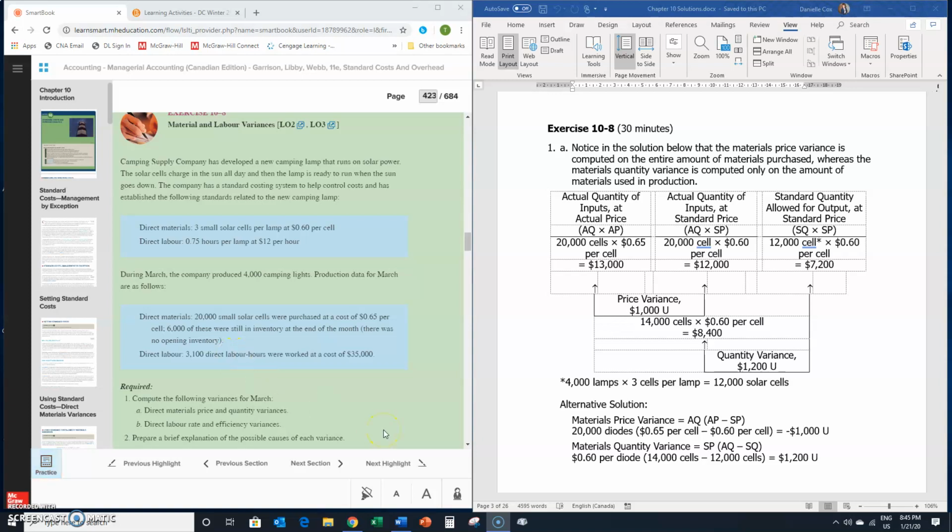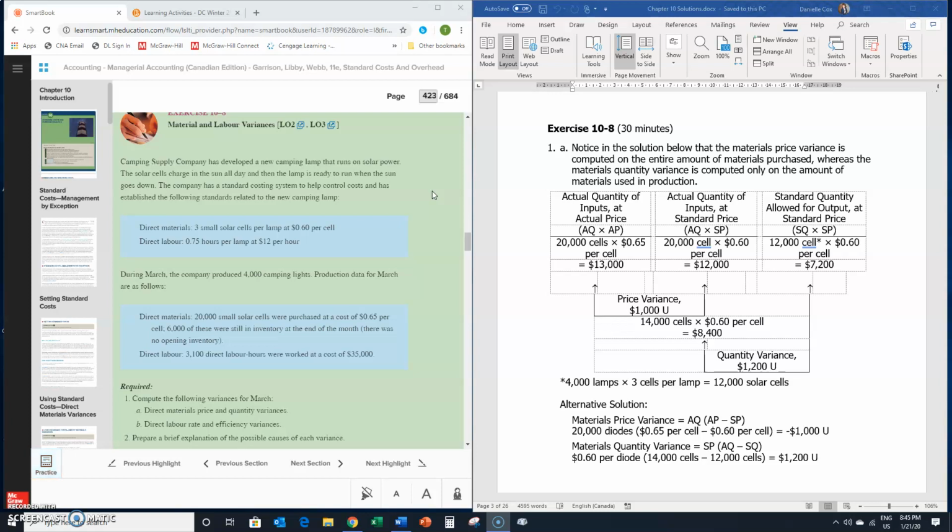Okay, we're going to take a look at exercise 10-8. I picked this one because there's a little quirk in this one that's different from the ones we've looked at already. So, Camping Supply Company developed a new camping lamp, runs on solar power, blah, blah, blah.